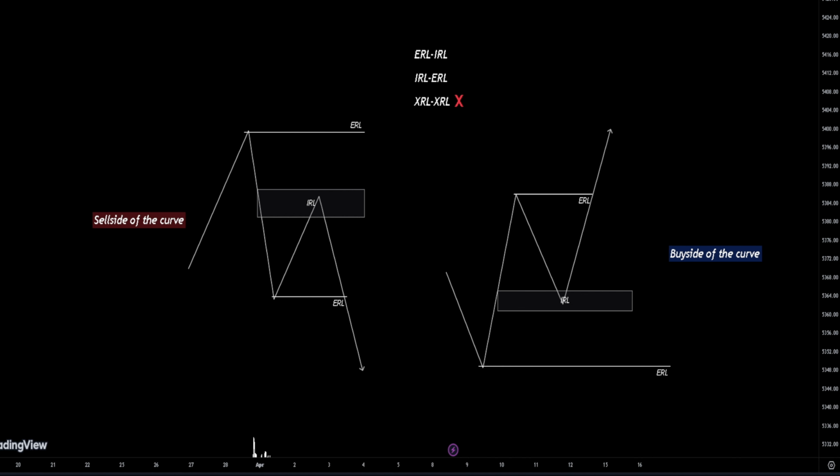External range liquidity is buy side and sell side liquidity, and internal range liquidity is either a fair value gap or a swing high within external range liquidity. So price moves from either external range liquidity to internal range liquidity or internal range liquidity to external range liquidity. It's very unusual that price moves from external range liquidity to external range liquidity.